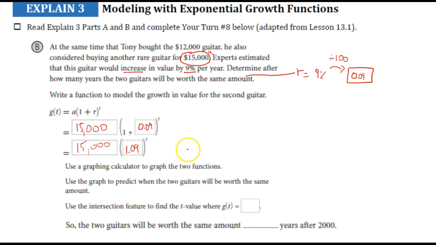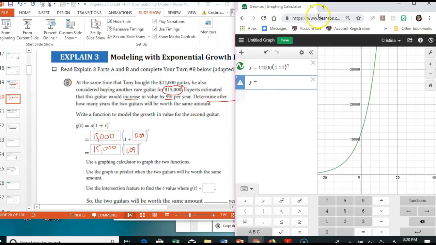So again, we're going to use our favorite Desmos to see at what point these two guitars might be the same. Again, I'm going to use the same window that we just opened up for part A, 12,000 times 1.14 to the x power. I'm going to type in our new equation of 15,000 times 1.09 to the x power. So you can see here it does cross.